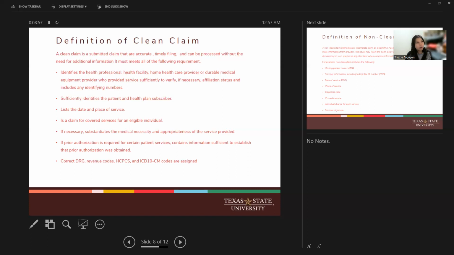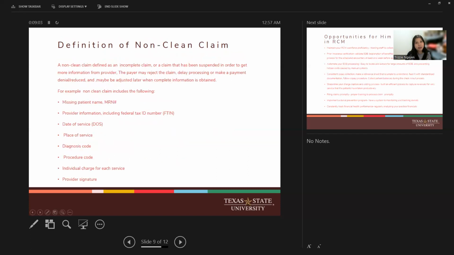And in the revenue cycle, we do not want to see a non-clean claim. The reason being that a non-clean claim is defined as an incomplete claim or a claim that has been suspended in order to get more information from a provider. The payer can reject the claim and it will delay the process of making a payment to the facility. They can deny and reduce, and yes, maybe they can be adjusted later when complete information is obtained, but it will cause a delay in payment.